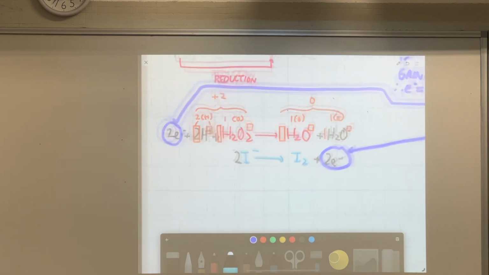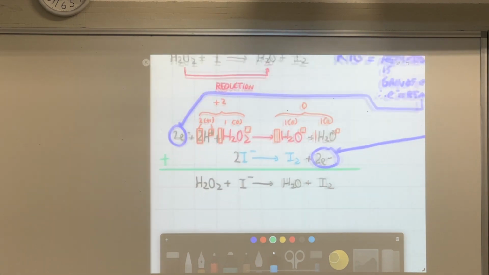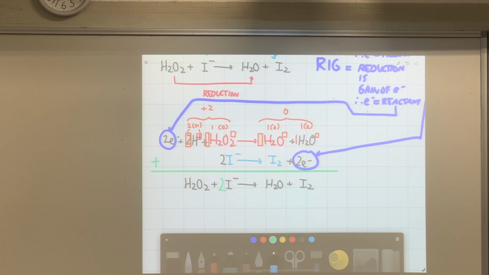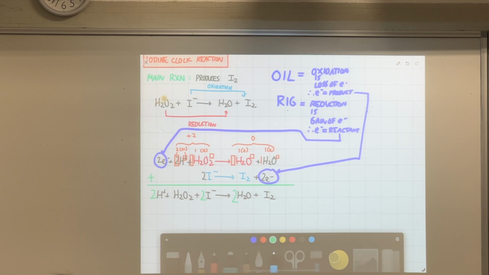So, what is the overall equation then? When you add up these two equations, the overall will be H2O2 plus 2I minus becomes 2H2O and just I2. And then you have 2H plus on the left, sorry. So 2H plus in here. So that would be the overall equation. But that's far from done, the iodine clock. This is just the main event, okay? You just need hydrogen peroxide and iodine.